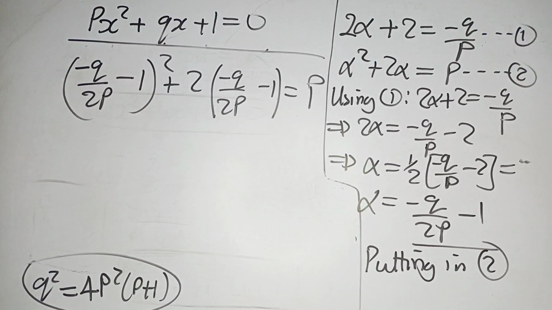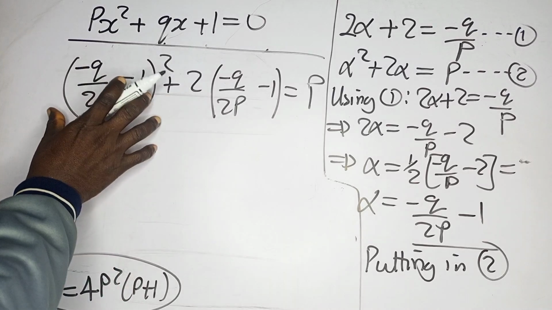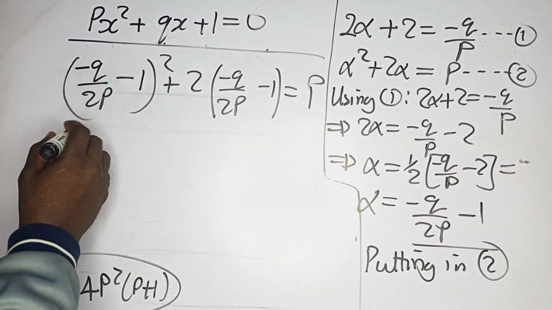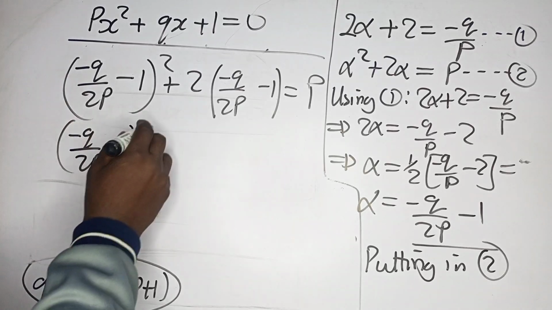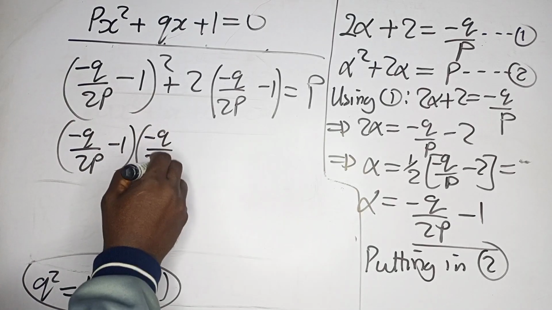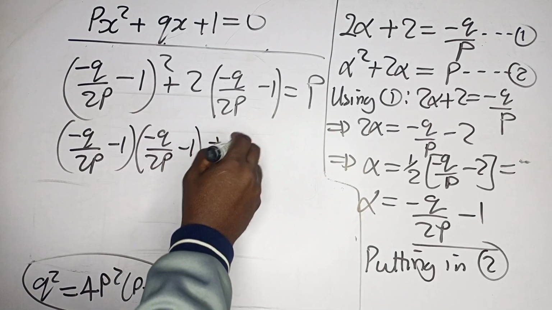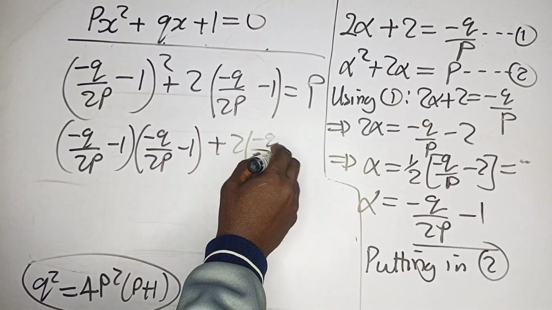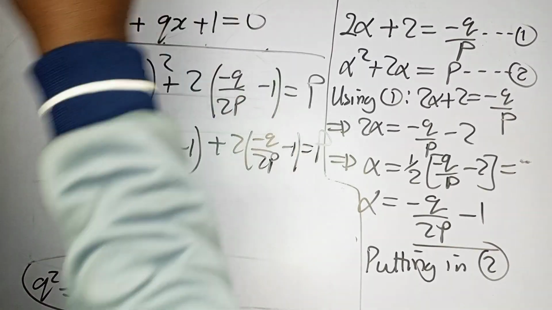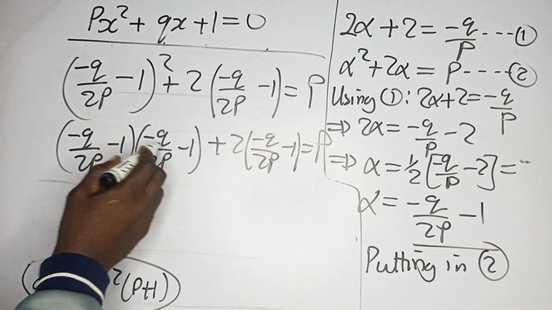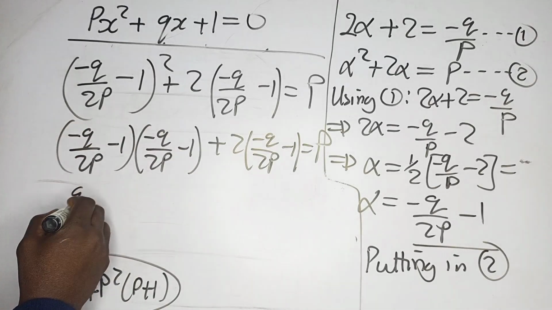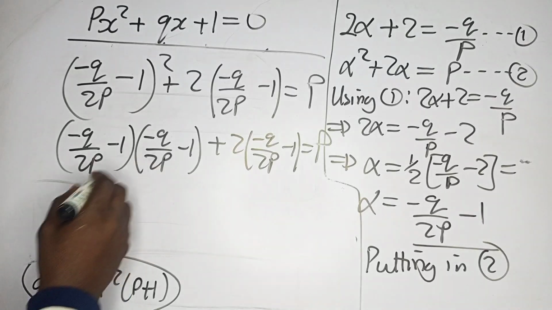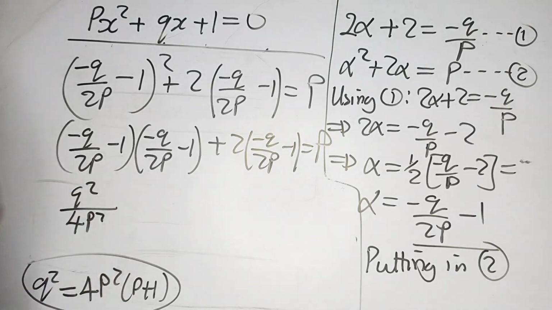All right, so let's open this parenthesis. We square this expression. Remember this expression? It is negative Q over 2p minus 1 into itself. Negative Q over 2p minus 1, this multiplied by itself. Negative multiplied by negative is positive. Q multiplied by Q is Q squared. 2p multiplied by 2p is 4p squared.